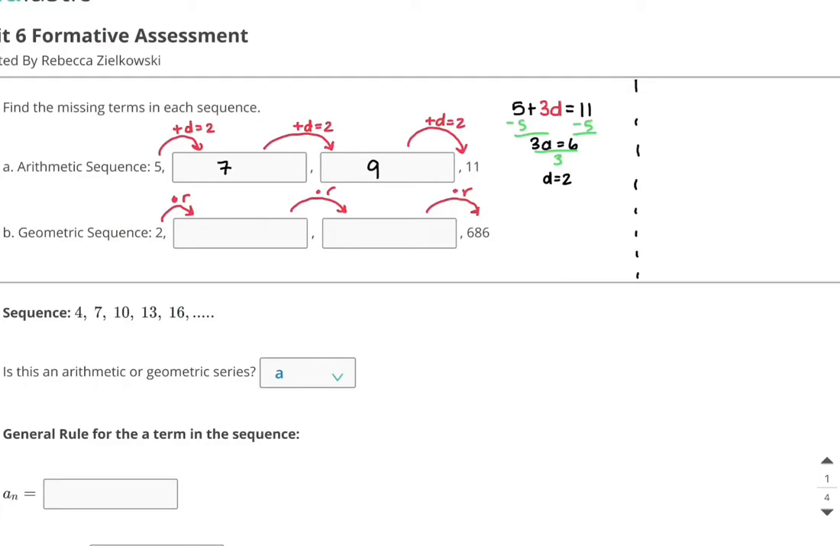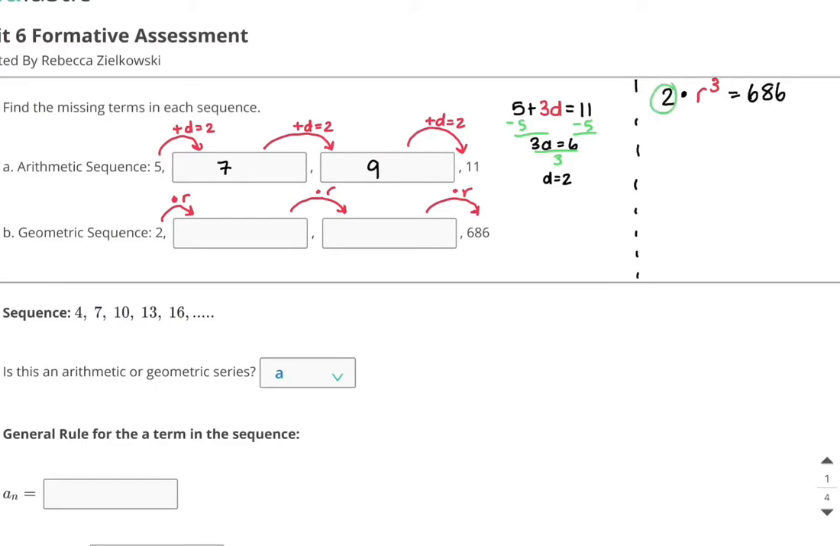I can write an equation here to solve. Starting with my first term that was given to me, 2, I know I have to multiply that term by r 3 times, so r cubed. If I'm multiplying, it's r cubed instead of 3r. And that's equal to my last number that was given to me, 686.